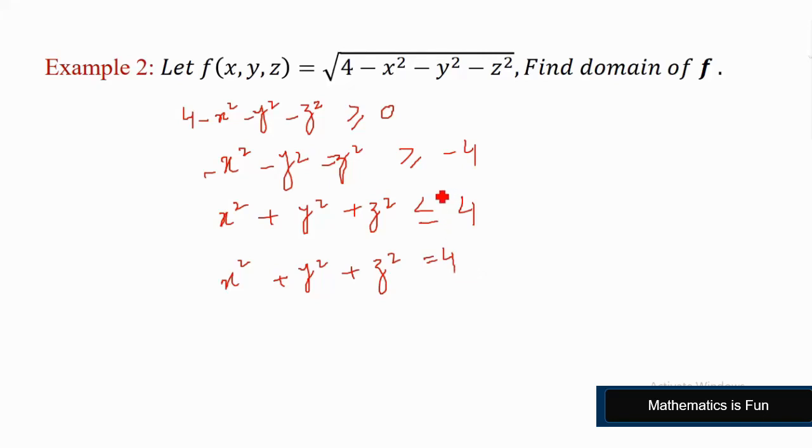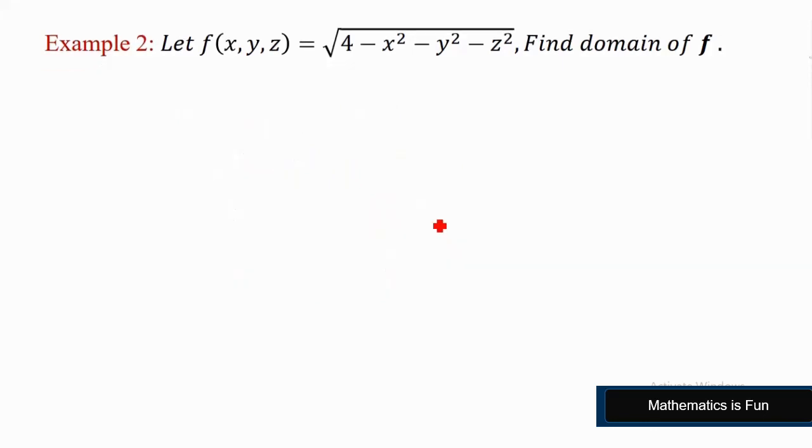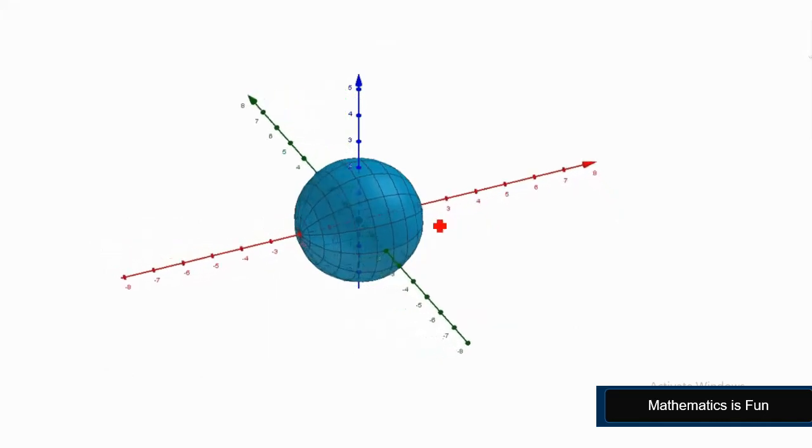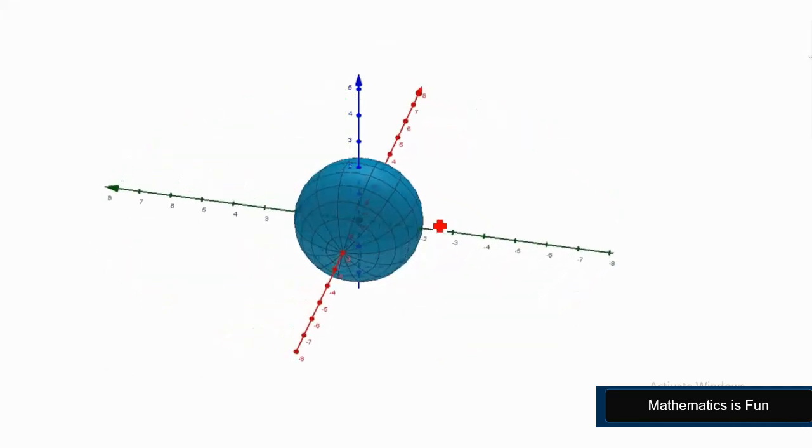So now what does it mean by less than or equal? Less than or equal means all the points on the boundary of the sphere and all the points inside the sphere are included in the domain of this particular function. So here it is basically the domain for the given function.